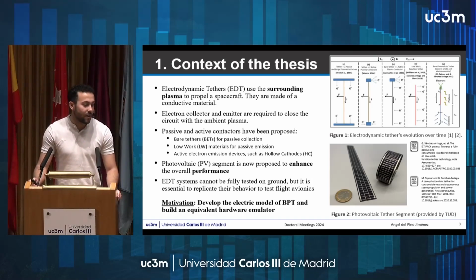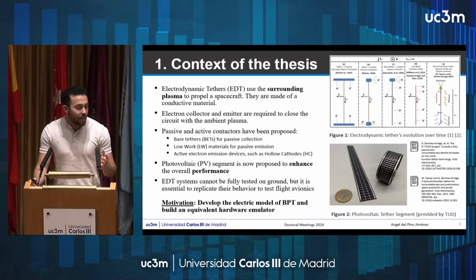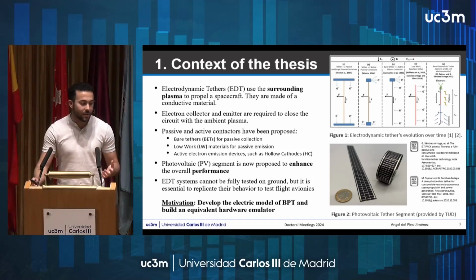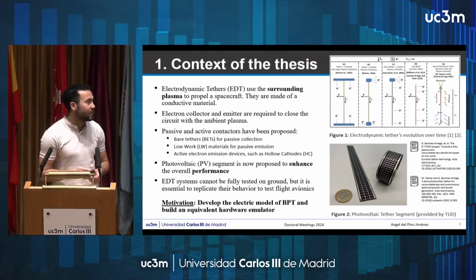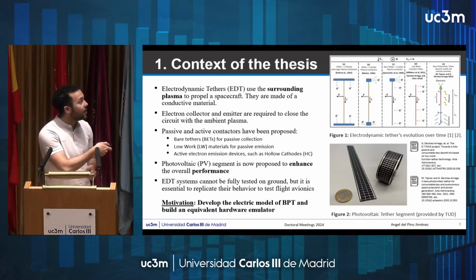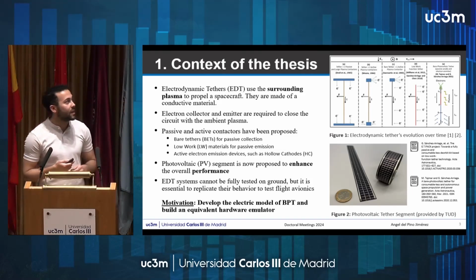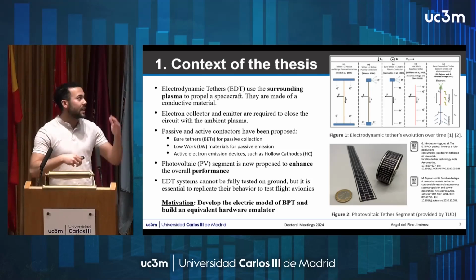This includes passive and active elements such as bare tethers, lower function, and now we are suggesting bare photovoltaic tethers to enhance this performance. This is done by adding some extra energy to the system, and we can enhance the performance and produce a higher force. In our case, it's used to deorbit a spacecraft. And in this picture here, you can see these photovoltaic cells, which are placed on top of the electrodynamic tether itself.